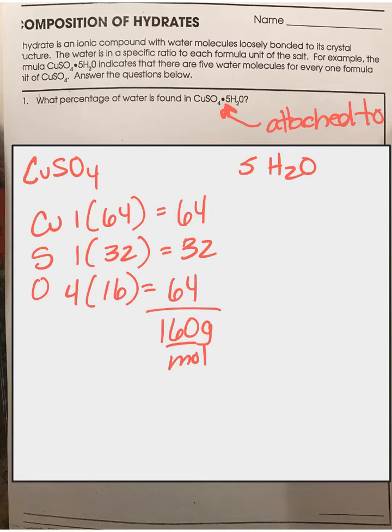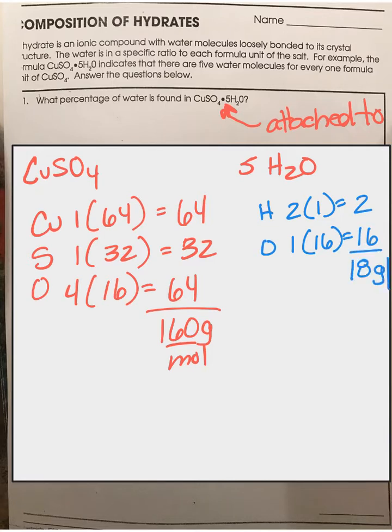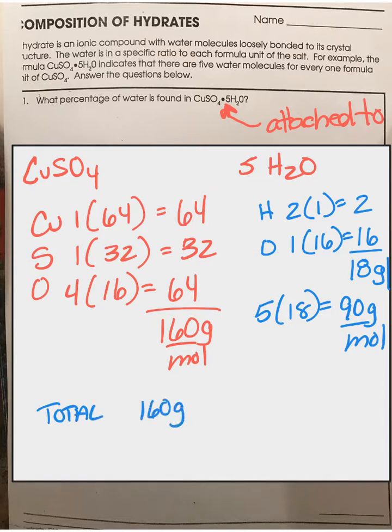Now let's do the water. I'll change my pen color. We've got 2 H's at 1 gram apiece. That will give me 2. We've got an oxygen. There's one of them at 16. That's 16. That gives the water 18 grams per mole. However, there are 5 waters, so 5 times 18 is 90 grams per mole. Okay, if we want to know the total of the entire thing, we have to add the 160 grams per mole and the 90 grams per mole, and we're going to get 250 grams per mole.